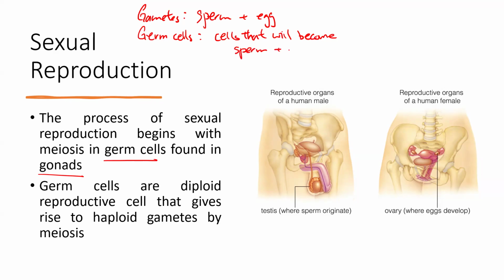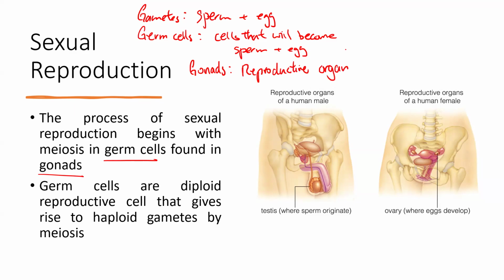sperm and egg. Okay. All the cells in your body are somatic cells, but the ones that will become sperm and egg, we call them germ cells. Okay. They are not sperm and egg yet. They will become sperm and egg. Where do you find the germ cells? You will find them in gonads, which is a fancy word for reproductive organ.